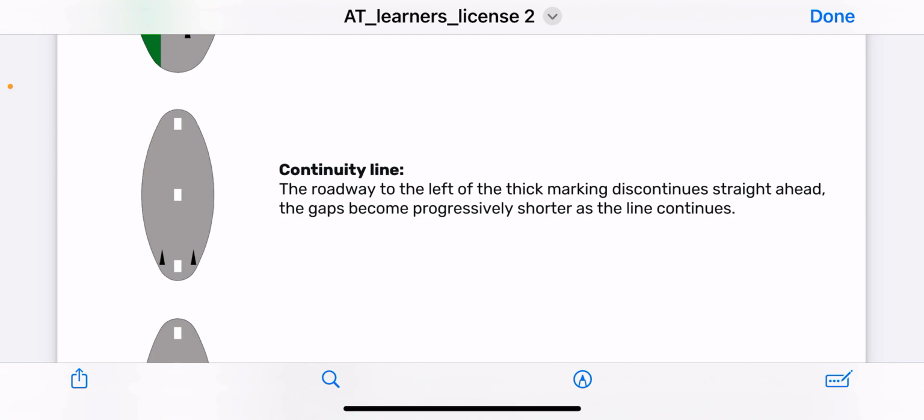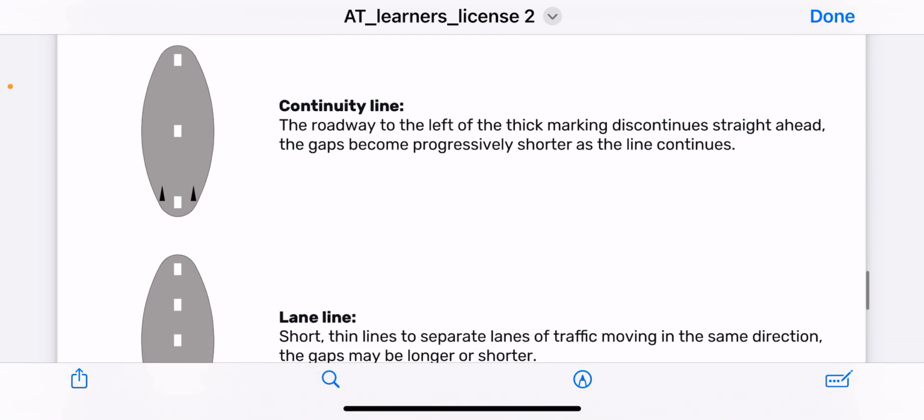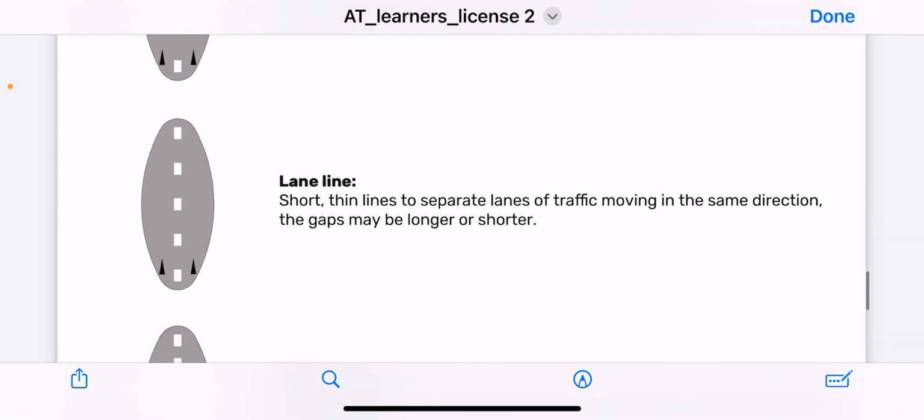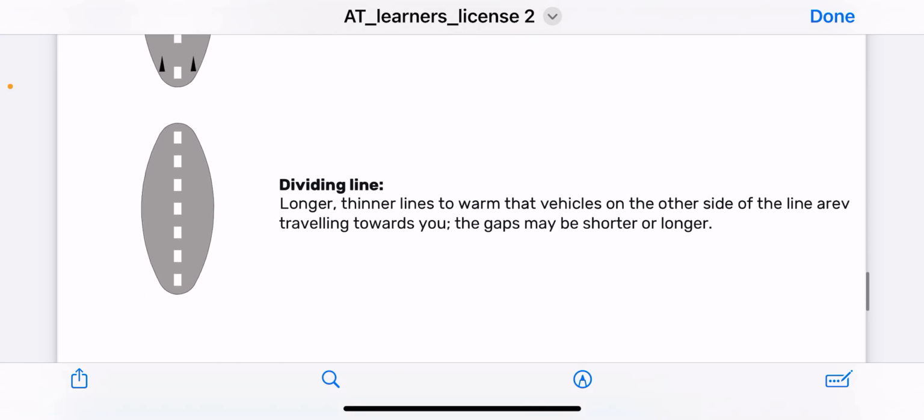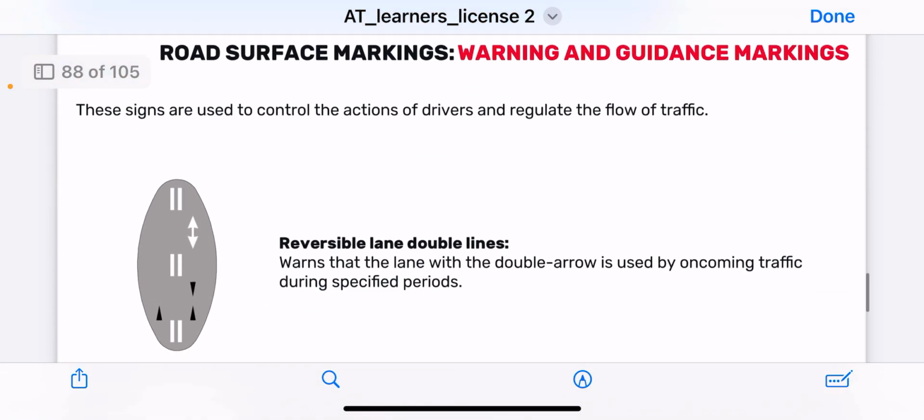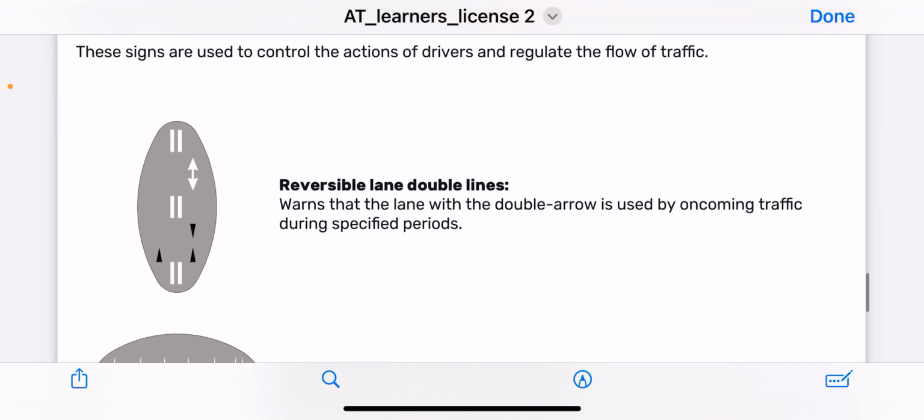The roadway to the left of the thick marking discontinues straight ahead. The gaps become progressively shorter as the line continues. Okay? This is the lane line. You know this one, lane line. And then dividing line. And then reversible lanes.